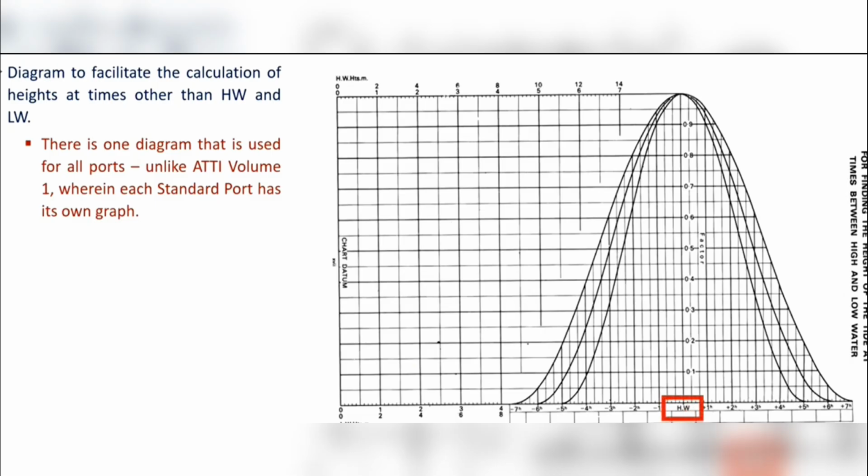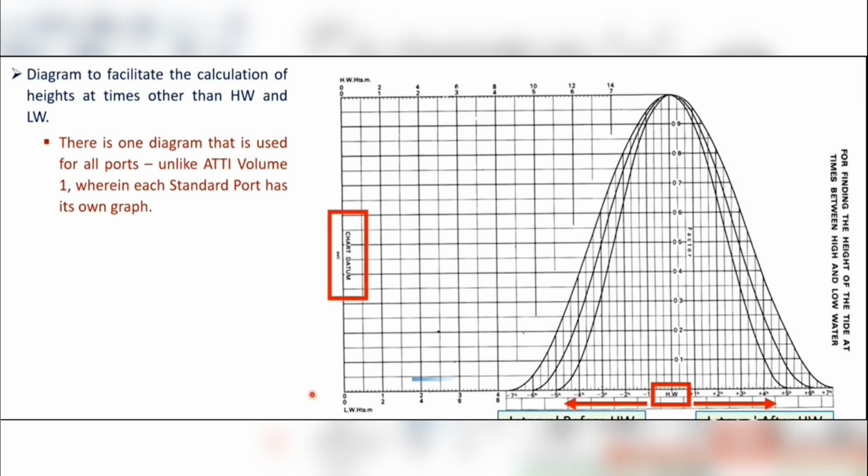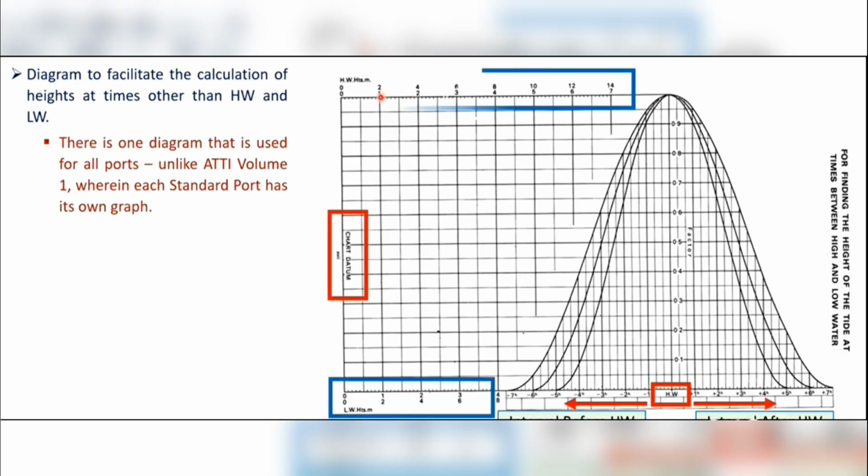To the right of it, we have +1 hour, 2 hours, 3 hours with plus prefixes. So that's interval after high water. To the left of it, we have interval before high water. Then we have the chart datum out here, this line representing chart datum. Then we have the scale for height of low water, and we also have the scale on top for height of high water.